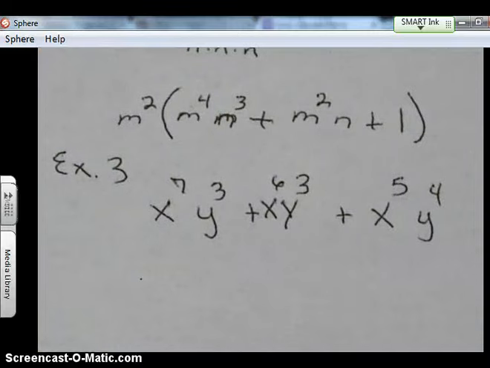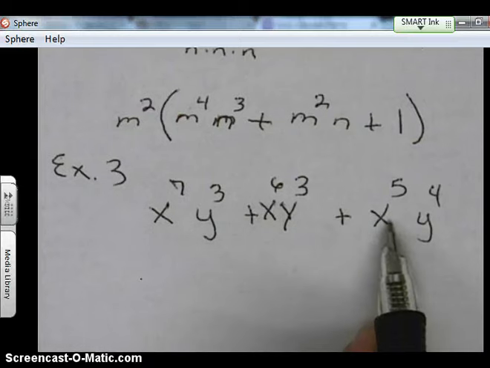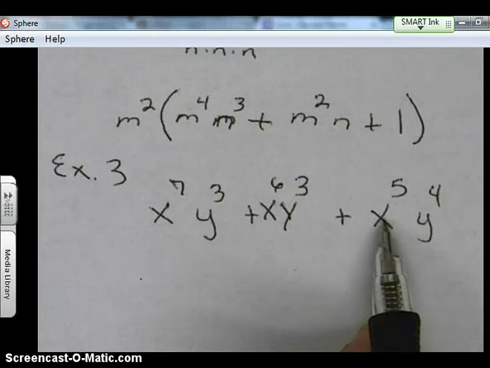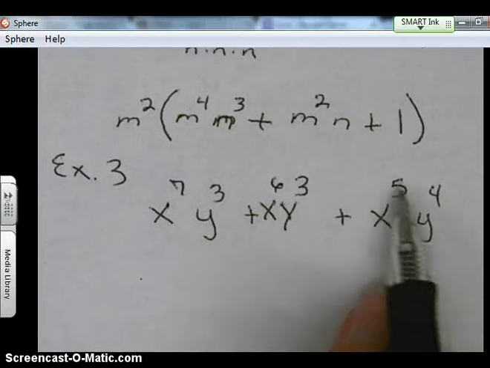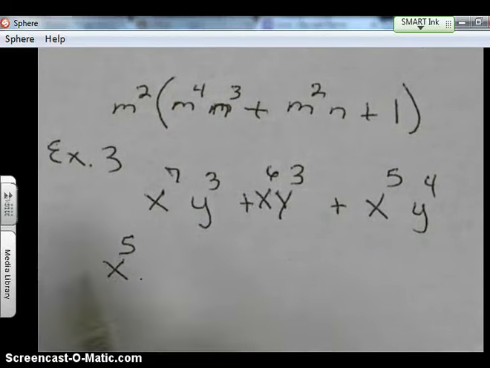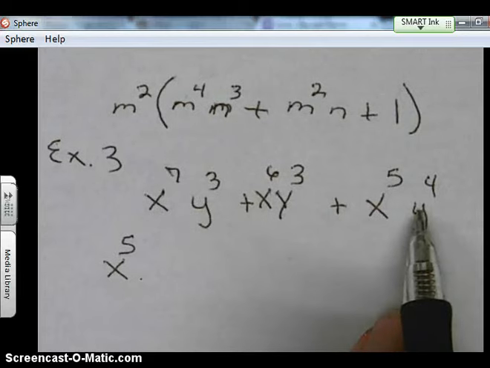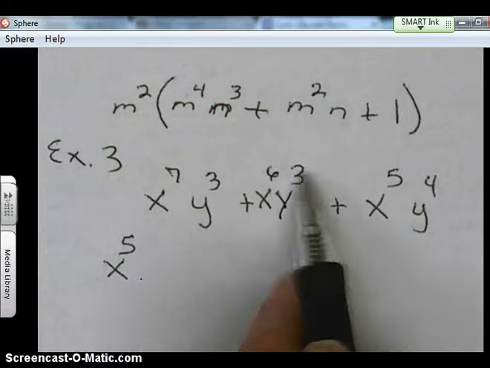So when looking for a common variable, you're looking for a variable that's present in each term. Then you want to factor out the variable with the lowest degree, the lowest power, the lowest exponent. So here's an x in each term, and so the lowest exponent is 5. So we're going to factor out x to the 5th. Here we got a y in each term. That has to be there in each term, otherwise you can't factor it. And then you want the lowest exponent, so that would be y to the 3rd.